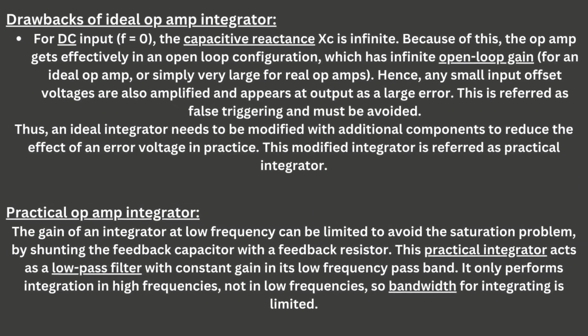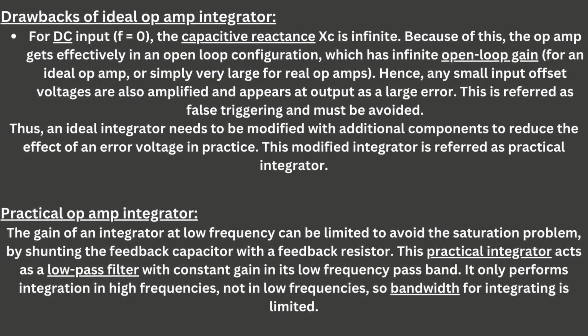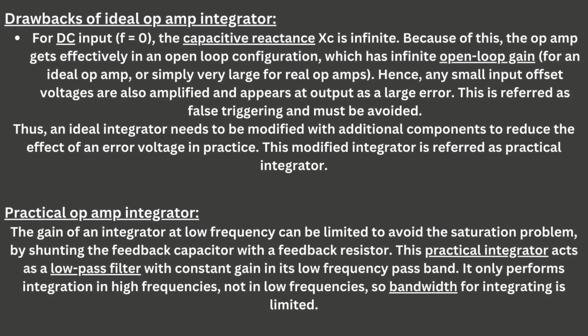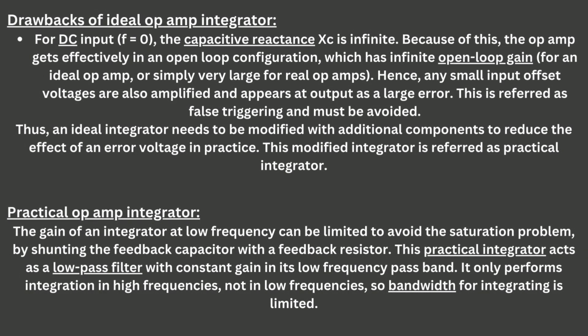For an ideal op amp integrator, the direct current is equal to 0, and the capacitive reactance Xc is infinite. Because of this, the op amp effectively gets into an open loop configuration, which has infinite open loop gain. Hence, any small input offset voltages are also amplified and appear at the output as a large error. This is referred to as false triggering and must be avoided. Next, the practical op amp integrator.